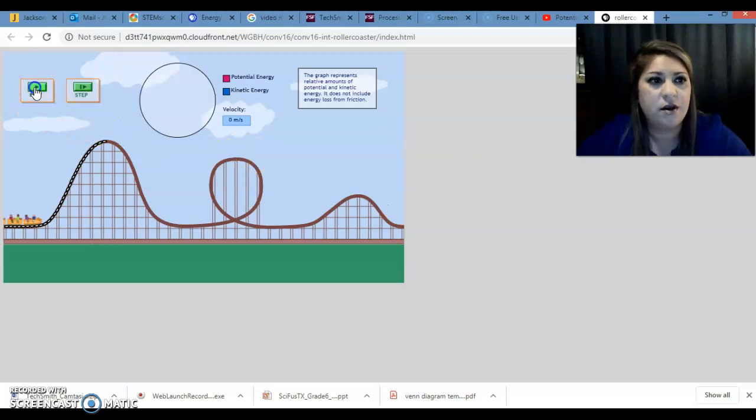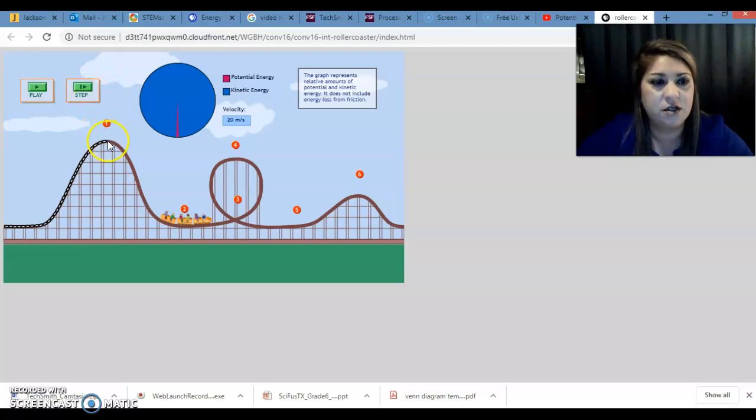Okay, so I'm going to go ahead and replay it, and we'll let it go one more time. Okay, so as we can see here, the roller coaster is approaching that very first hill. It was approaching that very first hill, and hopefully you guys were able to see the pie chart that was completely full of potential energy. So at the top of this first hill, the potential energy was the greatest. But look at it now.